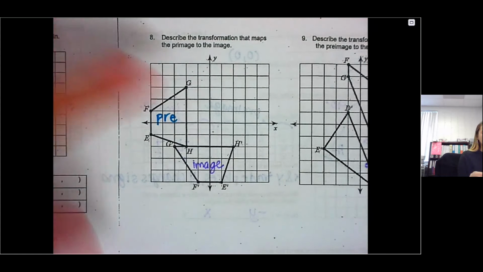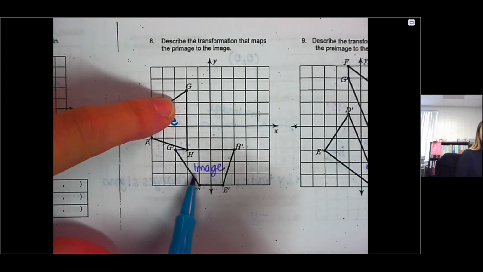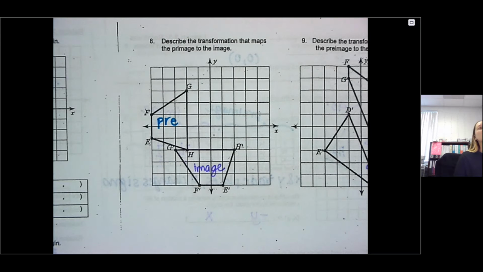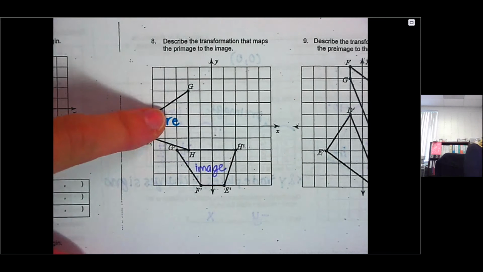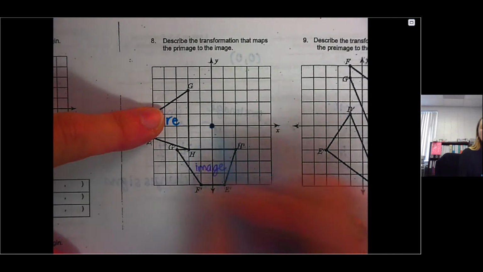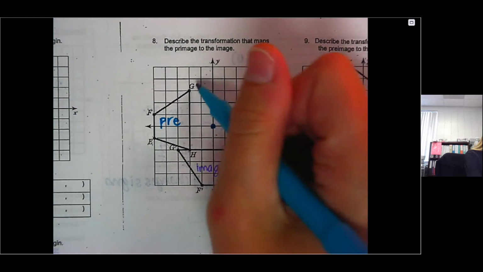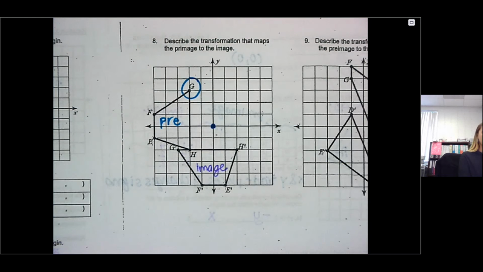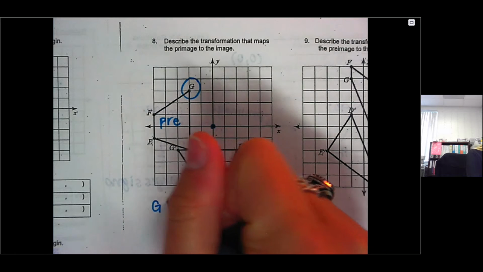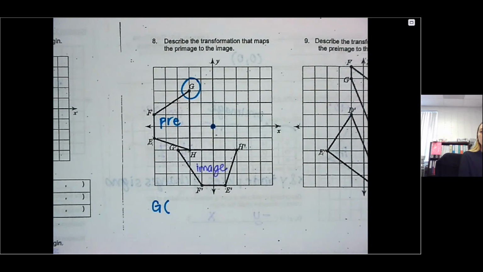So you're going from this one to this one. Now, here's what you're going to do. You're going to pick one point from the pre-image. And I'm going to put a point at 0, 0 so I remember, hey, we're rotating around the center. It does not matter which point you pick. I'm going to pick point G just because it's all by itself up there. All I want you to do is write the coordinates of point G. Who can give me the coordinates of point G? -2, good. So 2 to the left, and then up 3, +3.